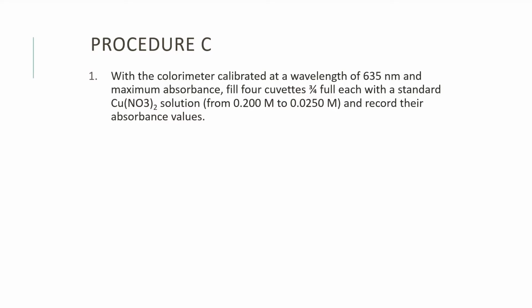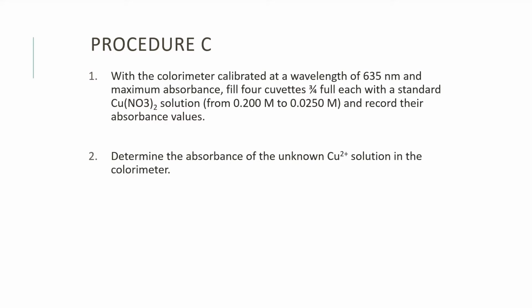Procedure C. Calibrate the colorimeter and set its wavelength to 635 nanometers, with maximum absorbance. Fill 4 clean cuvettes 3/4 full, each containing one of the created solutions from the standard copper nitrate solution, and record their absorbances. Then, determine the absorbance of the unknown Cu2+ solution in the colorimeter.